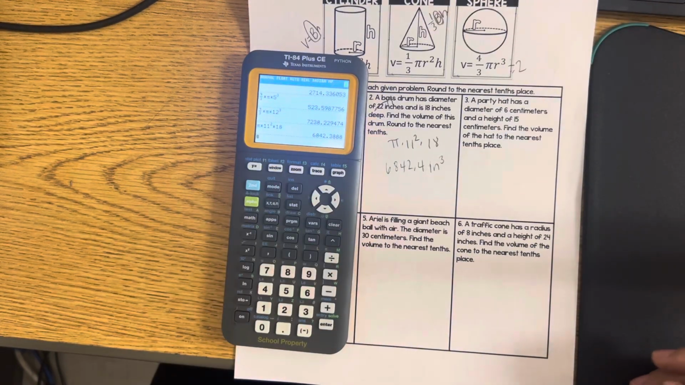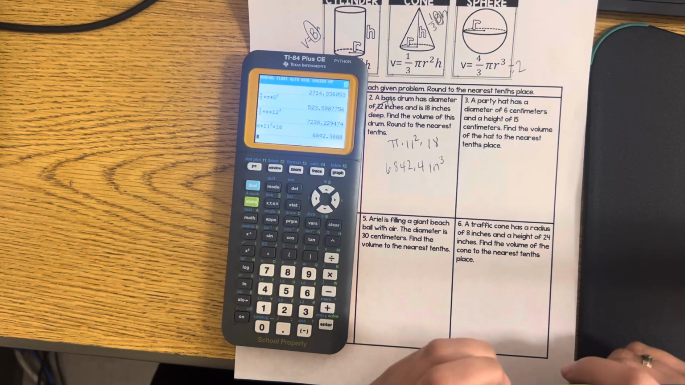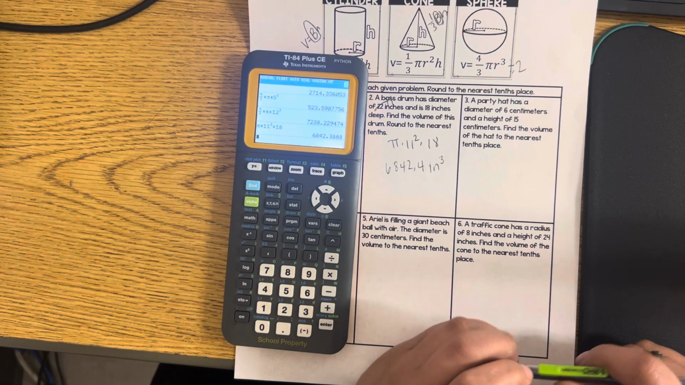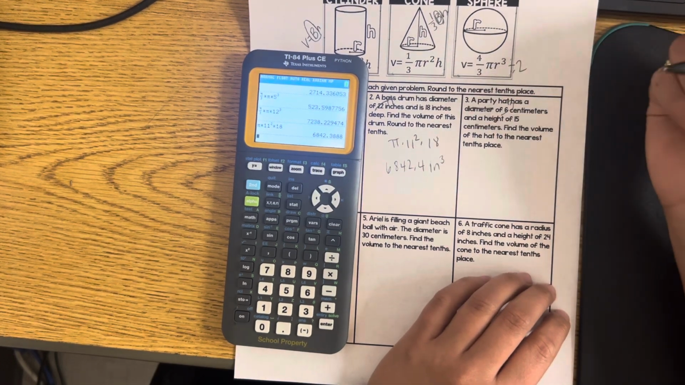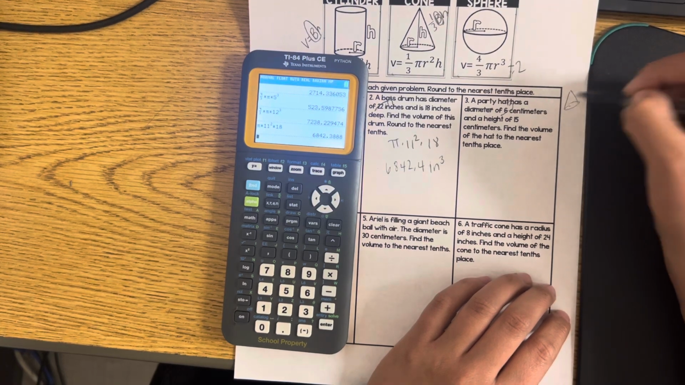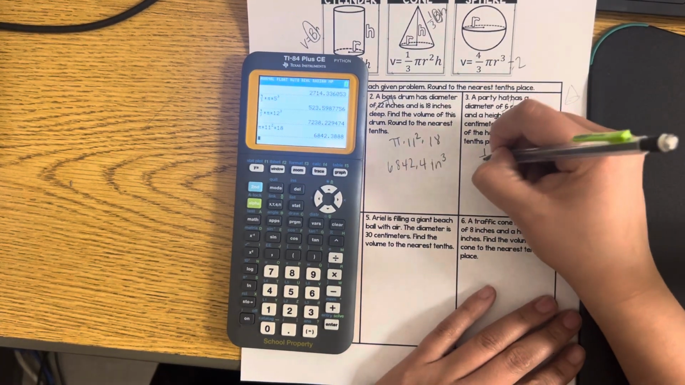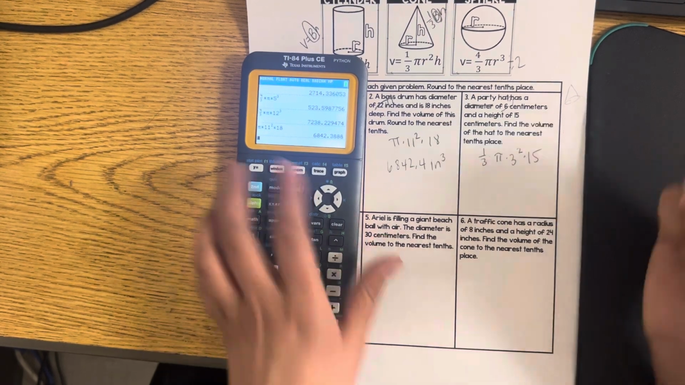Number 3, a party hat has a diameter of 6 centimeters and a height of 15 centimeters. Find the volume of the hat to the nearest tenths place. So they gave me the diameter, which means I need to cut 6 in half and use 3. A party hat, as you know, is a cone shape. So we're going to be using 1/3 times pi times 3 squared times the height, which is 15.